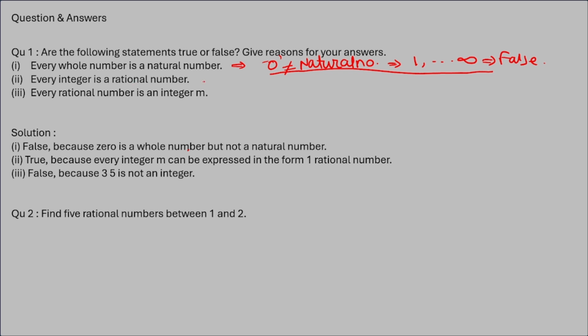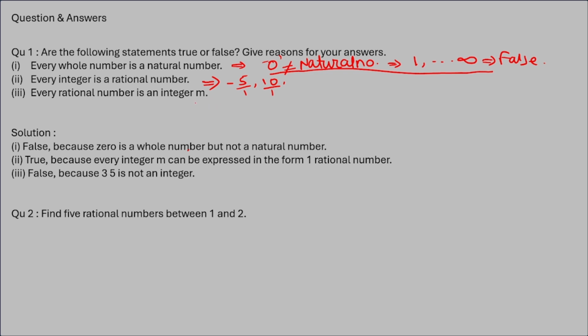Every integer is a rational number. So this is true, because any integer like -5 or 10 can be written in p by q form, correct? So you can say every integer is a rational number.